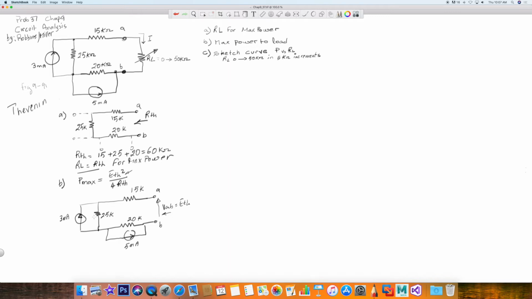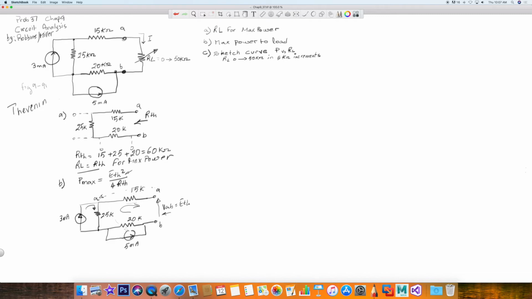Now let's think about what's going on here. Okay, so we have A and B open, so there should be no current going through the 15 kilo ohm. So technically, the point A is right here. Okay, well, that's one thing. How about what's going on? What is the voltage drop on this resistor and this resistor? If we're going to look at this loop right here, we can apply Kirchhoff's law here. But first of all, what is the current going through the 25K? Well, that current actually is the current from the 3 milliamp.